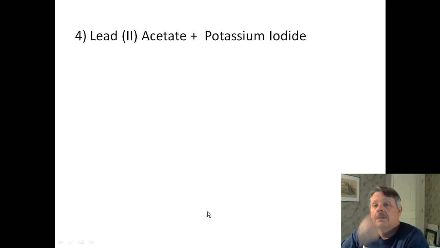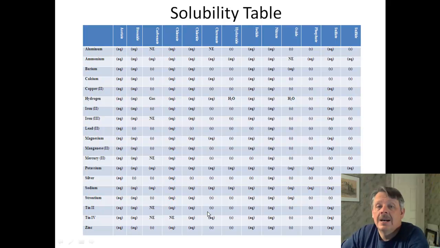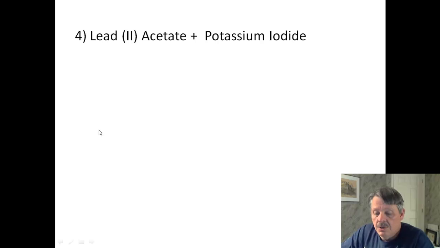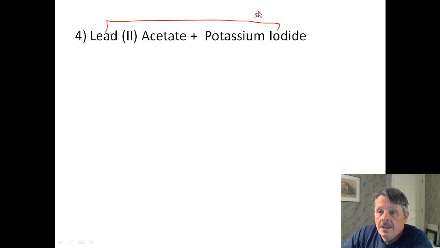Okay, lead acetate, potassium iodide. Lead acetate, and potassium iodide. Well, remember, everything that we're dealing with potassium is always aqueous. So I come up here, and there we go. We've got lead iodide, which is going to be my solid. So this, in fact, is going to go and produce lead iodide, and that's going to be my solid.